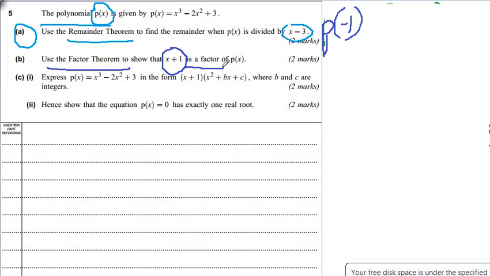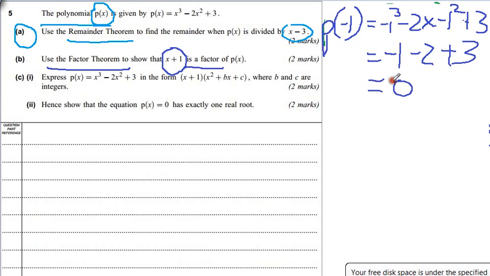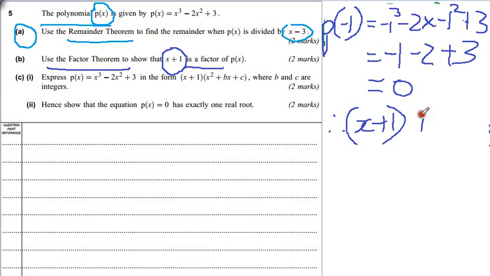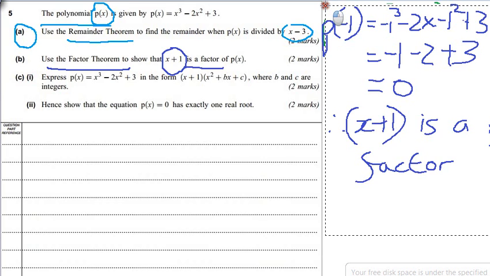Okay, you might be asked, is it a factor or not? Well, put it in. If it comes out as 0, it is a factor. In this case, they're saying show that it's a factor, so we already know it's going to come out as 0, but we'll do it anyway. You get minus 1 cubed minus 2 times minus 1 squared plus 3, which is equal to minus 1 minus 2 plus 3. Of course it is, it's equal to 0. And then you just say afterwards, therefore, x plus 1 is a factor. There you go. That's as difficult as those questions can get, really. Not very difficult at all.